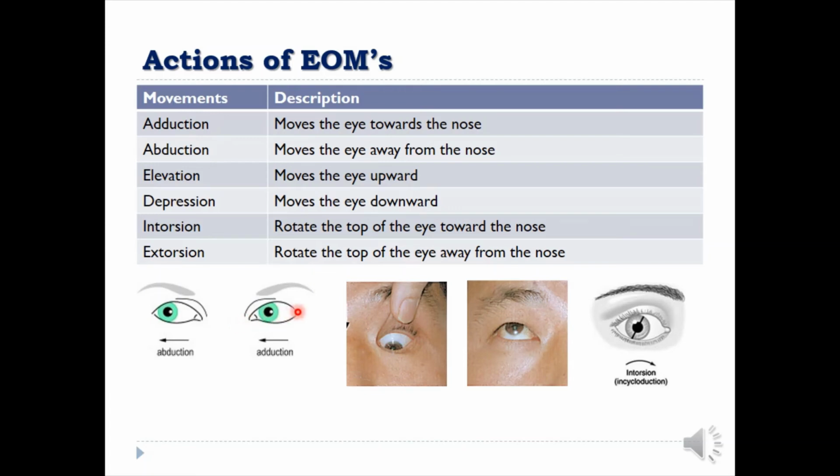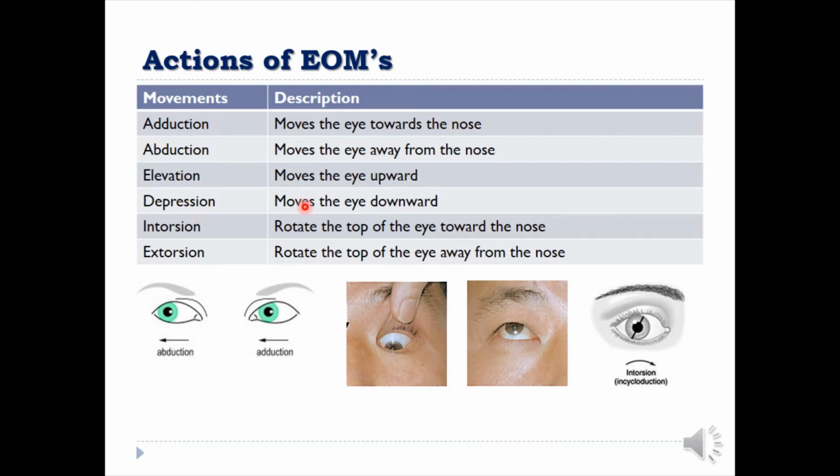Generally, when one eye comes towards the nose, the other eye will be moving away from the nose, because both the eyes are moving together. Okay, it is a synchronized movement. So now you understood adduction. Adduction is moving towards the nose, abduction moving away from the nose. Elevation, okay, lifting, moves the eye upward. So this is the elevation. So your superior rectus muscle is acting here. It is contracting and taking the eyeball up.